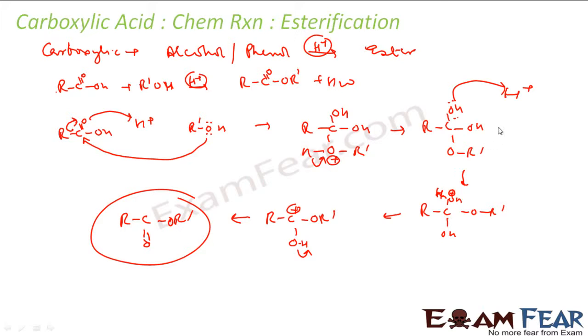Or you can say that H plus attacks this OH and it becomes H2O plus. H2O plus is pretty bulky, so it goes off, right? H2O goes off and carbon gets a positive charge. Carbon doesn't want a positive charge, so it asks hydrogen to get out. Oxygen gets a negative charge and they form a double bond.